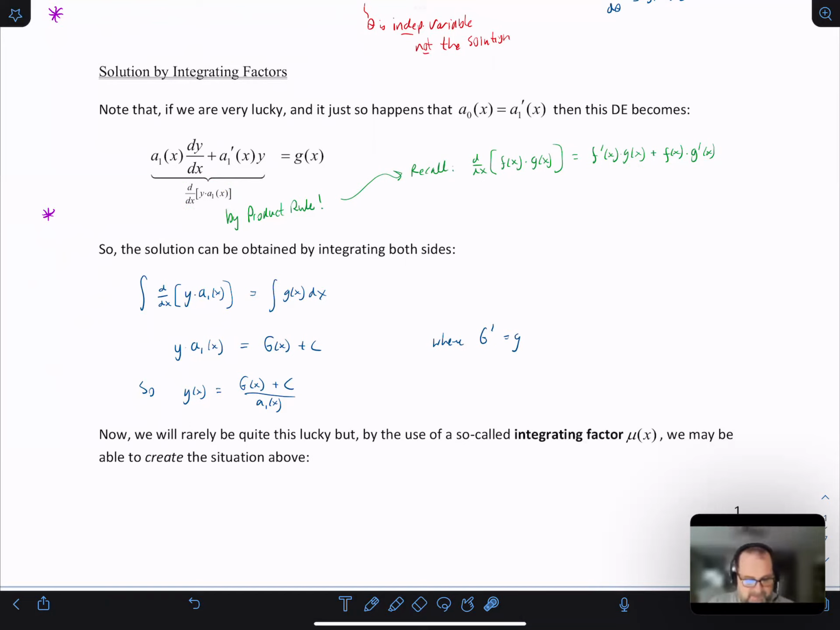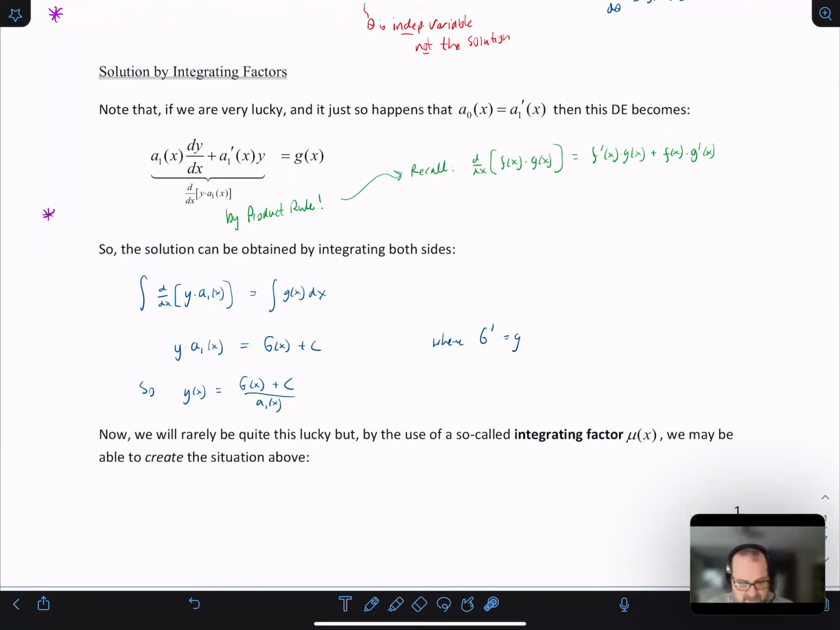Again, if we spot this situation, then we can just solve by integrating on both sides. On the left-hand side, we're integrating the result of a product rule derivative, which is integrating the derivative of y times a1. Integrating and differentiating are inverse operations of each other, so you just end up with y times a1 of x. And then the problem just comes down to integrating the g on the other side.